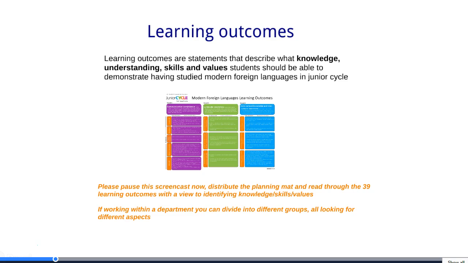You may have noticed that some learning outcomes involve more higher order thinking than others. Take a moment now to consider the cognitive demand of the verbs being used at the start of each learning outcome.